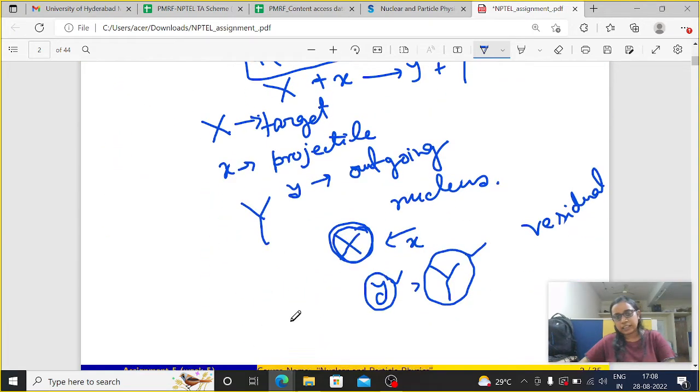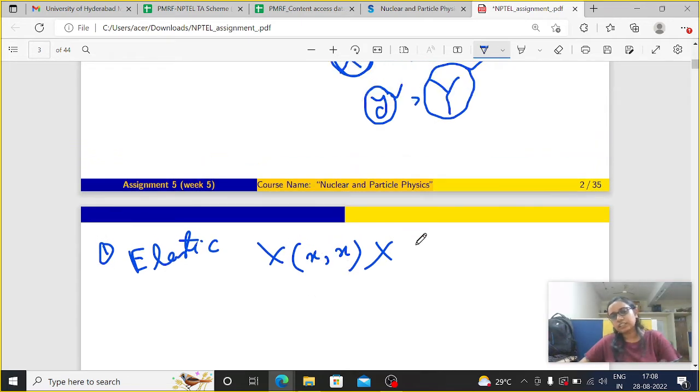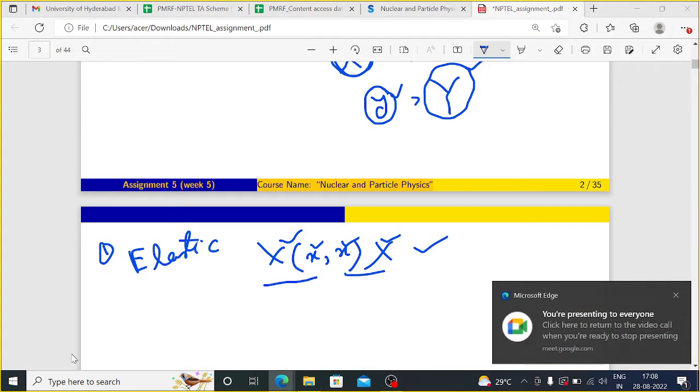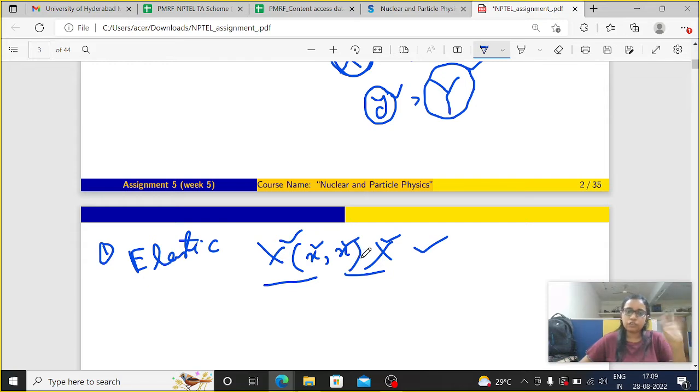Taking that notation in mind, I am writing the elastic nuclear reaction as X(x,x)X. What does it mean? It means that our initial particles and final particles will be the same. The target nucleus and projectile are the same as the outgoing particle and residual nucleus, and that is called elastic scattering. As I already told you, there is no change in the outgoing particle, and the energy and angular momentum of the outgoing particles will be the same as the incoming particles. So this is basically elastic scattering.